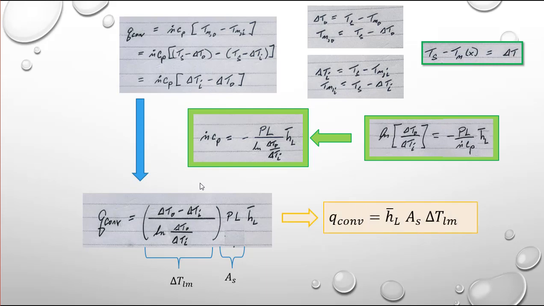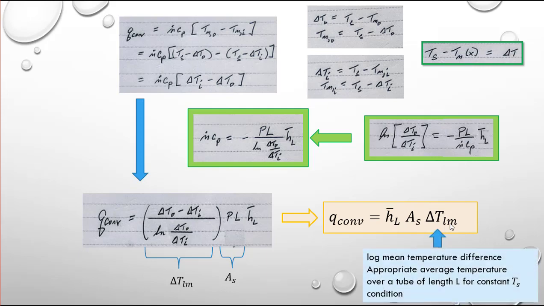And this gives us the standard formulation where the total amount of thermal energy that's convected through the tube by the mass flow rate is equal to the average heat transfer coefficient times the surface area times the mean log temperature. And the log mean temperature difference is the appropriate average temperature over a tube of length L for a constant surface temperature condition.